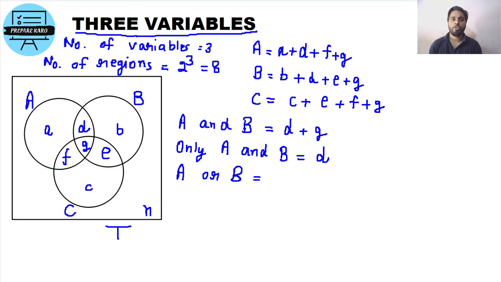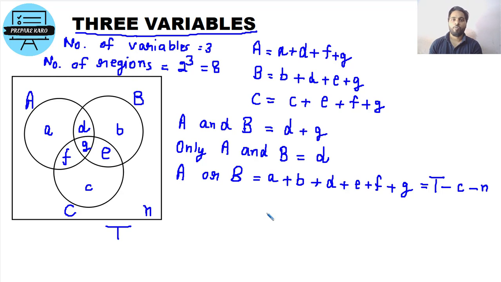I hope you got this point. So this will be equal to small a plus small b plus small d, e, f, and plus small g. Or this will be equal to total minus only small c and minus only small n. Both ways you can look at it.